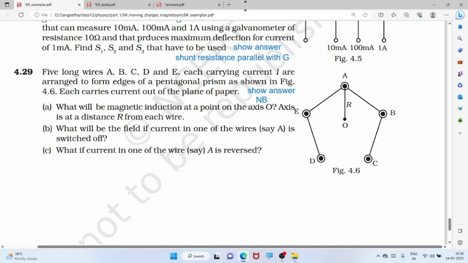Five long wires carrying current are arranged on the edges of a pentagon as shown in the figure. Each current is out of the paper, so it's a dot, they are coming out of the paper. Question 29.